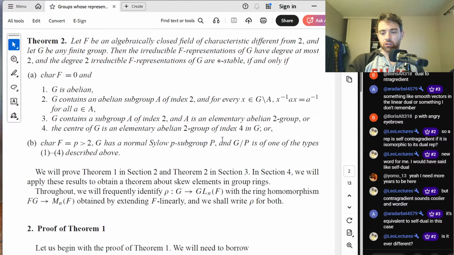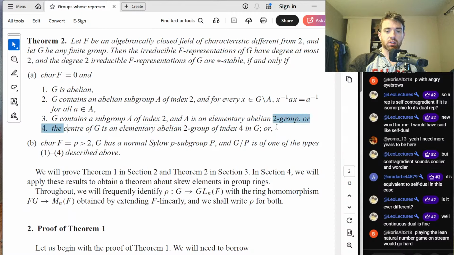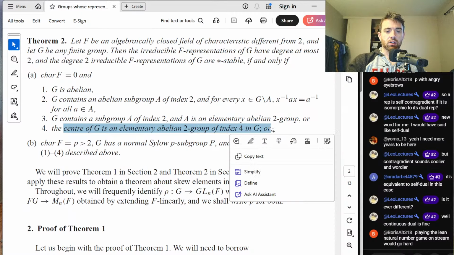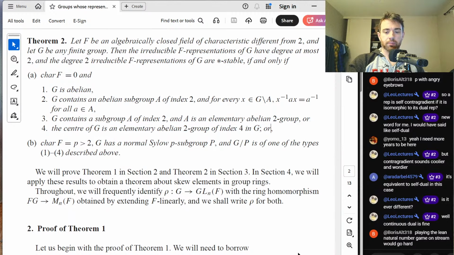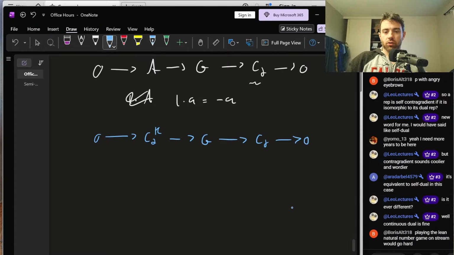Yeah, but no, contragradient, self-dual, these should mean the same things. And then finally the center is an abelian 2-group of index 4. And so there's two possibilities, right? There's two possibilities.